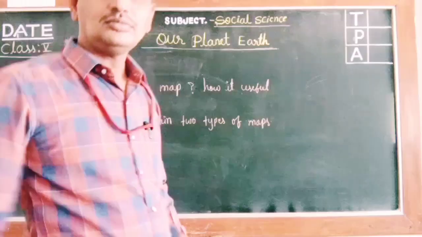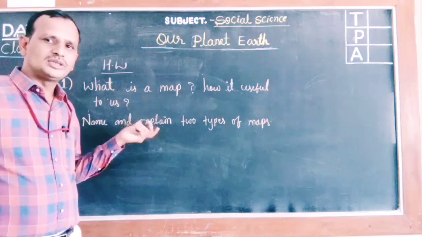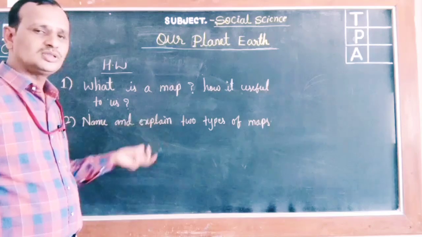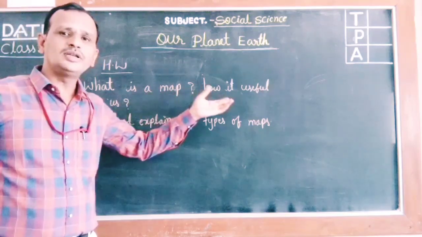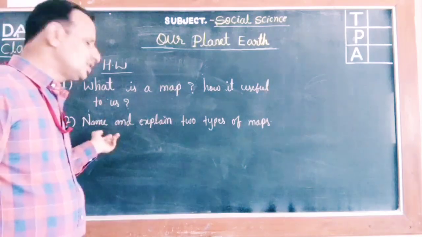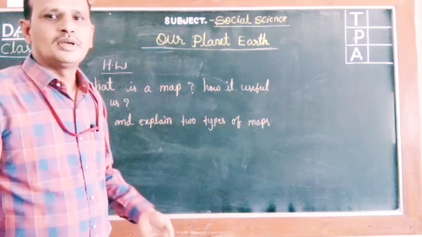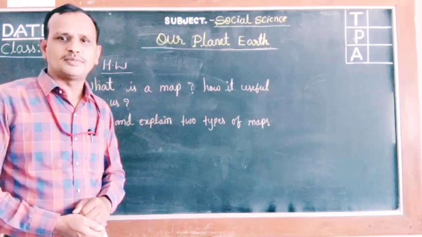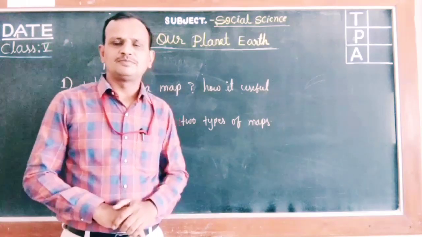Now you need to copy today's homework questions, children. These are the two questions I wrote here. You need to copy these two questions. The first question is, what is a map and how is it useful to us? This is the first question. And the second question is, name and explain the two types of maps. I already explained about the two types of maps. So these are the two homework questions of today's class.